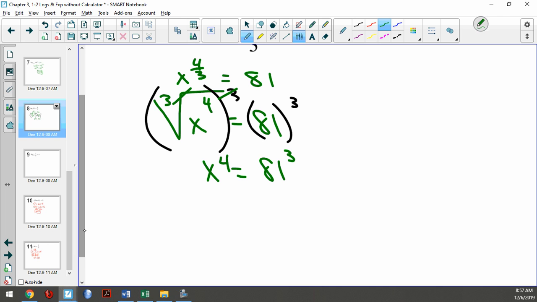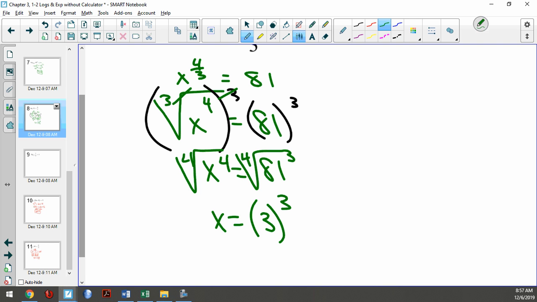How do I get rid of the power of 4? Take the 4th root. So can I take the square root of 81? What's the square root of 81? 9. What's the square root of 9? You just took the 4th root of 81. So if you take the square root twice, that gives you the 4th root. So x is equal to 3 cubed. Now what is 3 cubed? 27. But bam, right? Make sense? The 4th root is the square root twice. The square root of 81 is 9. The square root of 9 is 3. Yes? Okay.